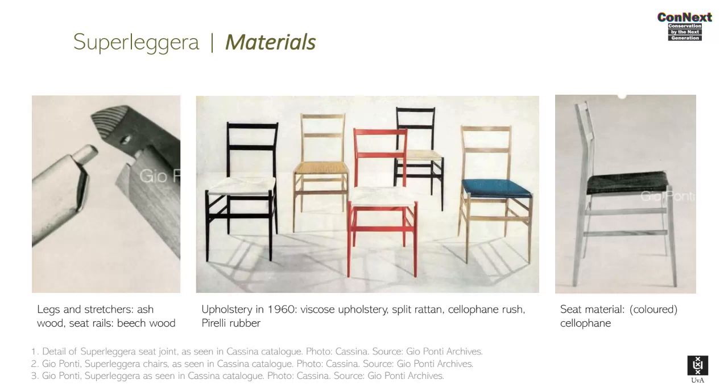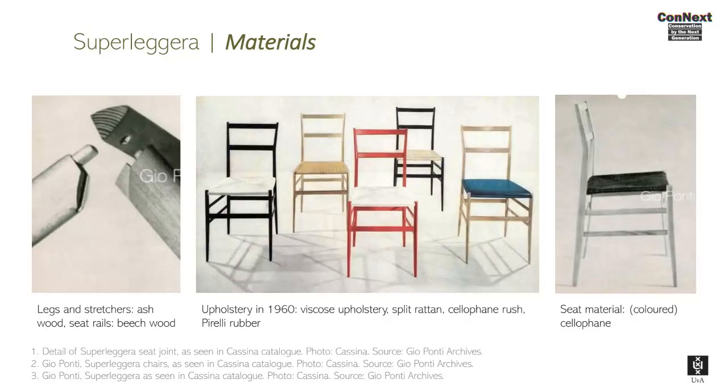The frame of the Superleggera itself is actually quite interesting, but I can only say here that all visible wood is ash wood, this part, and all the seat rails are of beech wood. The chairs were finished with cellulose nitrate, either transparent or in various colors. There was a choice of four different seat materials, one more traditional than the other, also in different colors. The cellophane version was supposedly also made in bright colors, such as yellow, green, and blue.